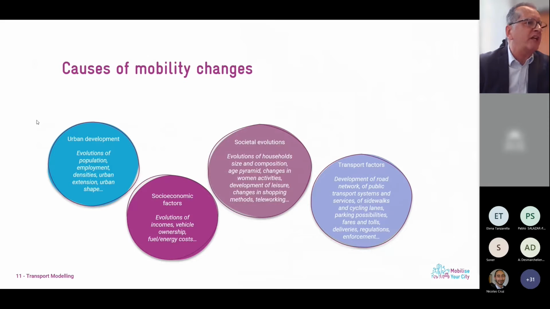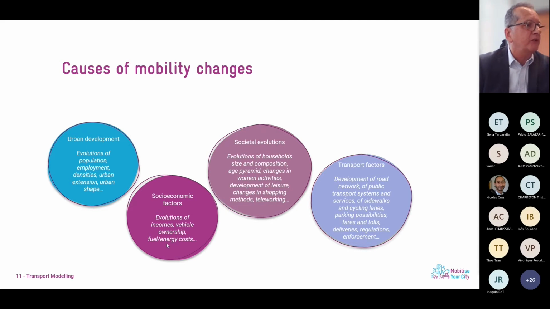So causes of mobility changes might be grouped in categories. Maybe urban development with the evolutions of population, employment, densities, urban extension, urban shape. Also socioeconomic factors, evolutions of income, vehicle ownership, cost of fuel or energy. Societal evolutions of the household size and composition, changes in women activities, development of leisure, working from home, and so on. And transport factors that we could also say technological factors.